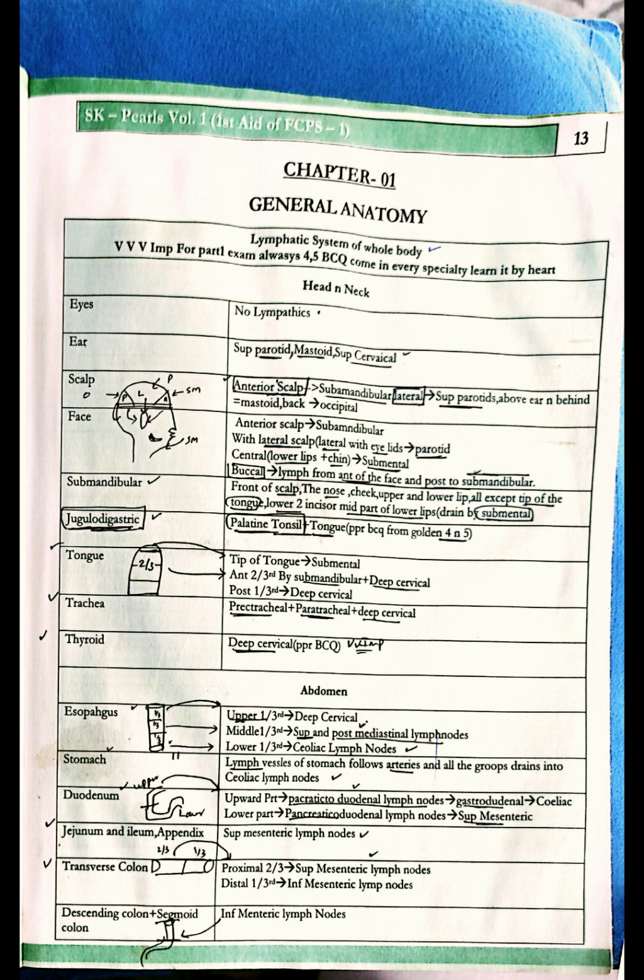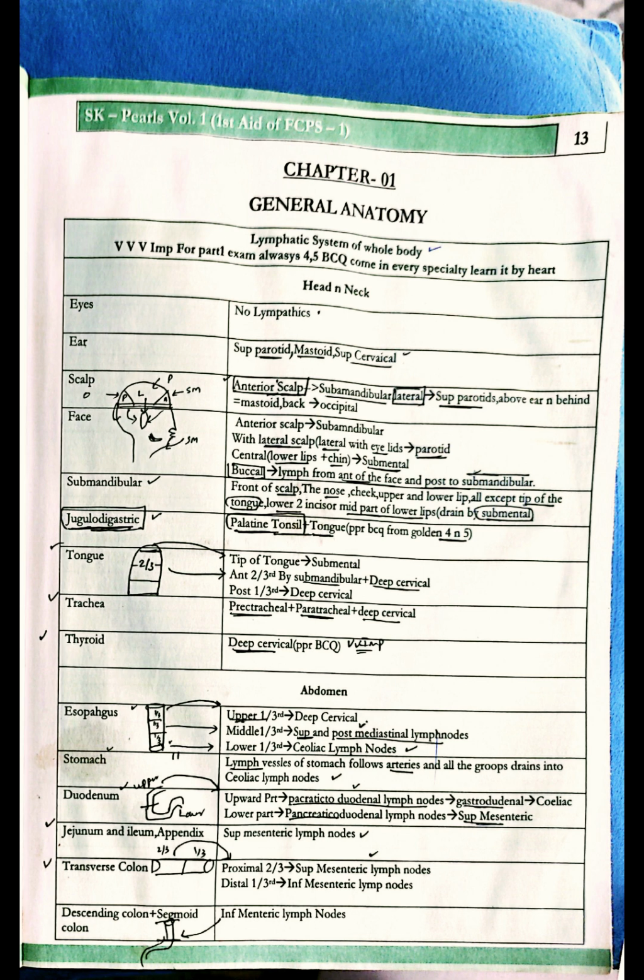The duodenum has a dual pattern. The upper part drains to the pancreaticoduodenal nodes, then to the gastroduodenal nodes, and finally to the celiac nodes. The lower part also goes to the pancreaticoduodenal nodes, but then to the superior mesenteric nodes. This reflects its embryology: foregut for the upper part, midgut for the lower.